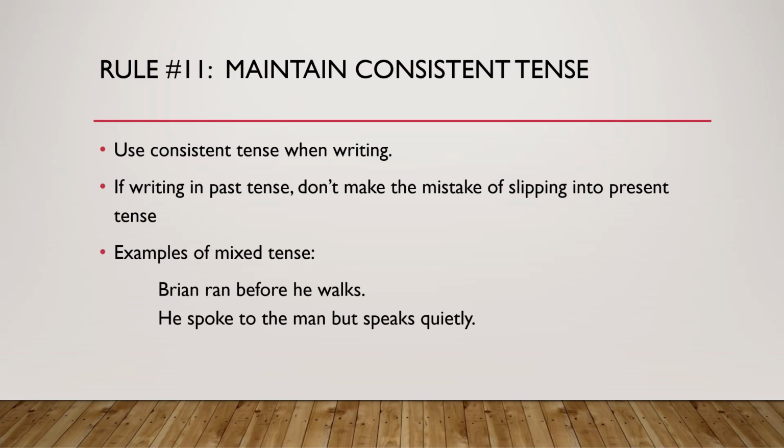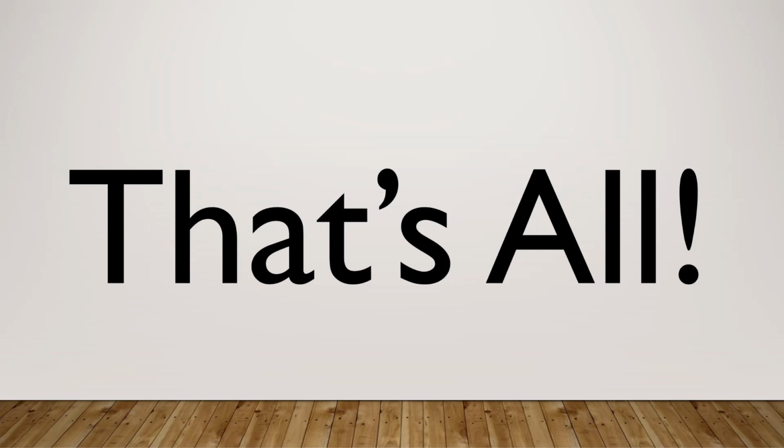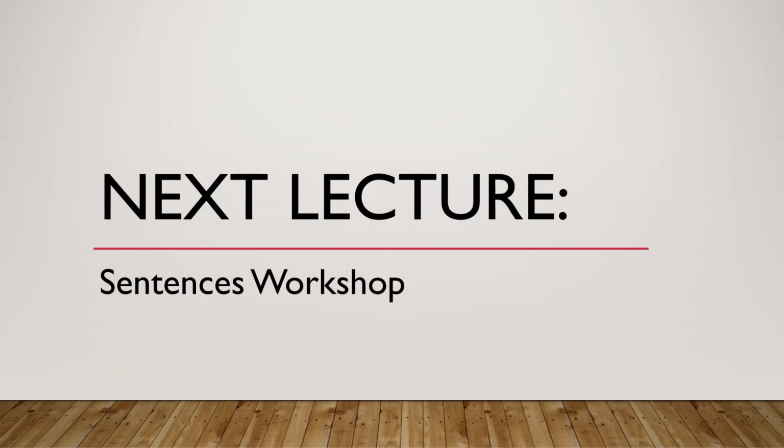"He spoke to the man but speaks quietly." Okay, that should be "spoke" again. So "he spoke to the man but spoke quietly" is what that should be. They should both be past tense. So maintain consistent tense. And that's all that I'm going to give you on sentences. In the next lecture, we're going to do the sentences workshop, where we're going to bring up the Word editor, and I'm going to write sentences for you and give you examples of all of these things that we just covered. So I'll see you in that lecture.